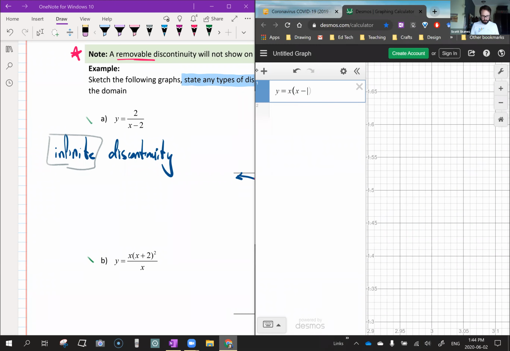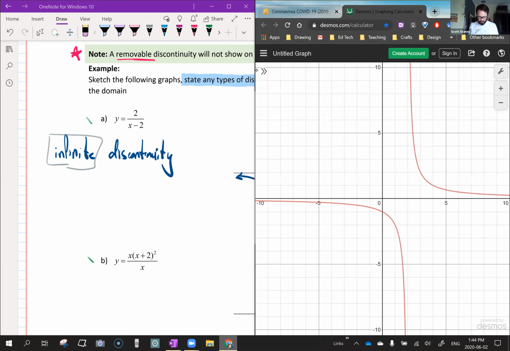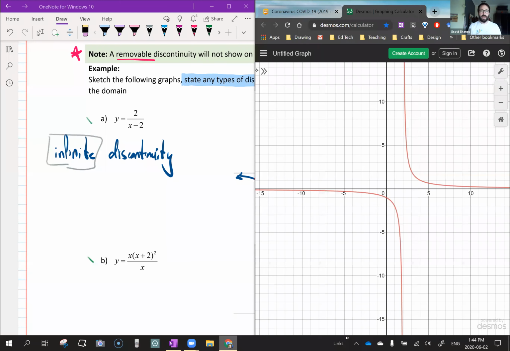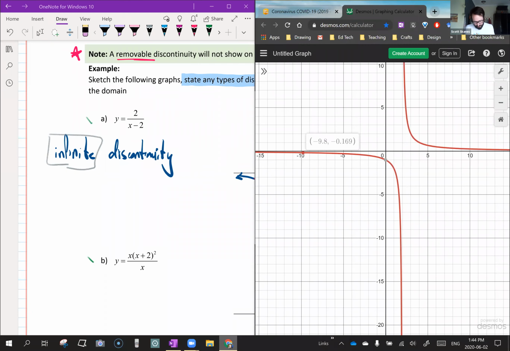Let me just delete this. I want 2 over x minus 2. Look what this function looks like, okay? I said it's going to go to infinity. Let's just look at this. What happens here? If I follow the function as it gets close to 2, I'm going to follow it and see where it ends.